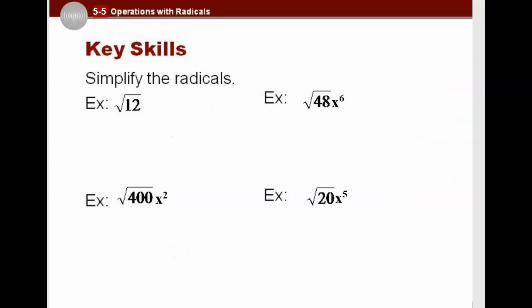So we have the square root of 12. This is like what we were looking at before. No variables, but we do know that 12 has a perfect square that goes into it. So we're going to rewrite 12 as the square root of 4 and the square root of 3, knowing that the square root of 4 becomes 2. So we get 2 square root of 3.